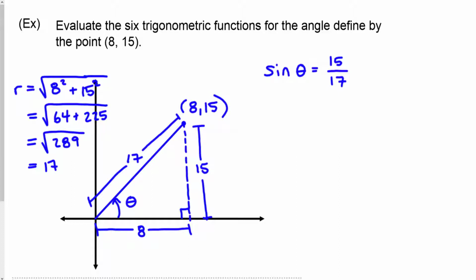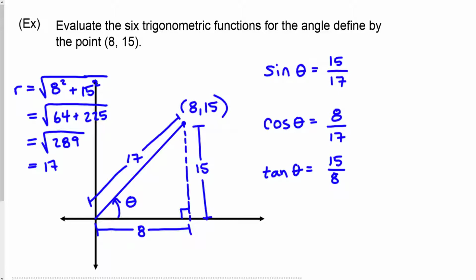If you actually got a decimal on the calculator, that would be an approximation. So a lot of times you'll be asked in trig to answer using exact answers or answer using approximations, and that's the difference. So the approximations involve decimals, exact answers involve fractions. Cosine theta, this is going to be the adjacent side over the hypotenuse, so 8 over 17. And tangent theta is the opposite side over the adjacent side, so 15 over 8.